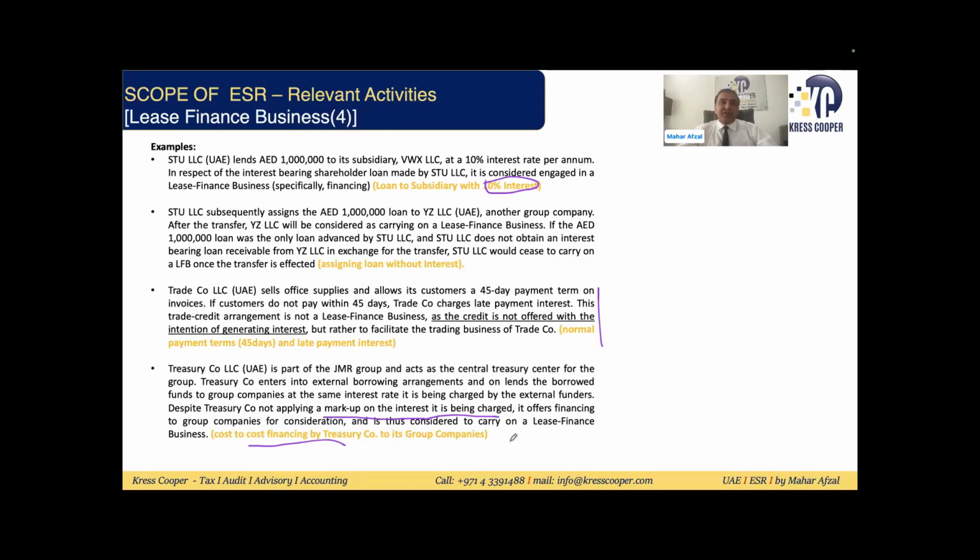And then you are giving consideration. Whatever you are paying to the bank is not your matter. The important thing you need to understand is: are you being paid any consideration for the financing? Yes or no? If yes, you will be subject to ESR.